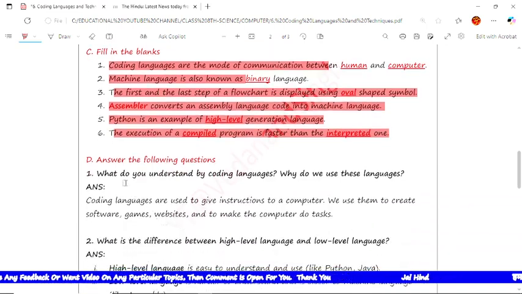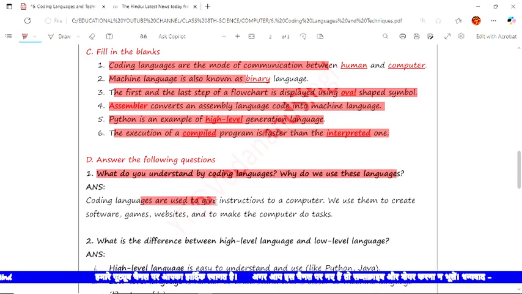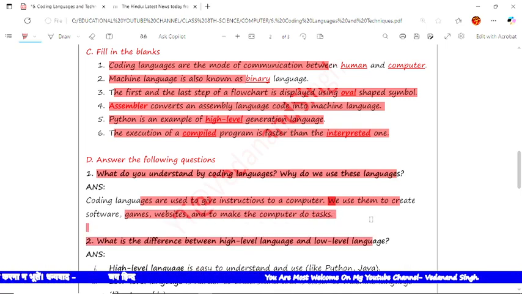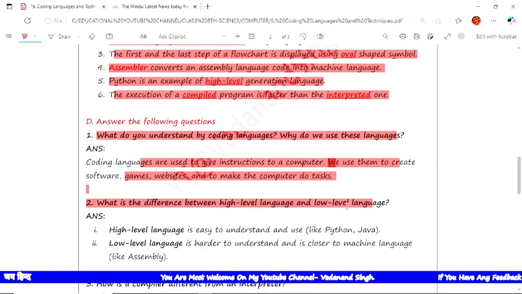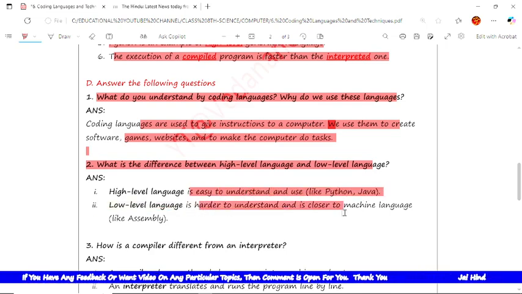Now the next type of question is answer the question. The first question is what do you understand by coding language and why do we use this language? The answer is coding languages are used to give instructions to a computer, and we use them to create software, games, websites and make the computer do tasks. The next question is what is the difference between high level language and low level language? The answer is high level language is easy to understand and use like Python and Java, and low level language is harder to understand and closer to machine level language like assembly language.